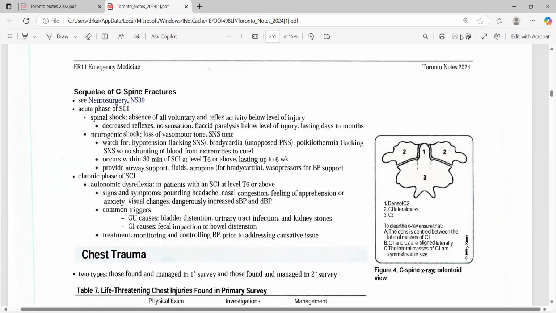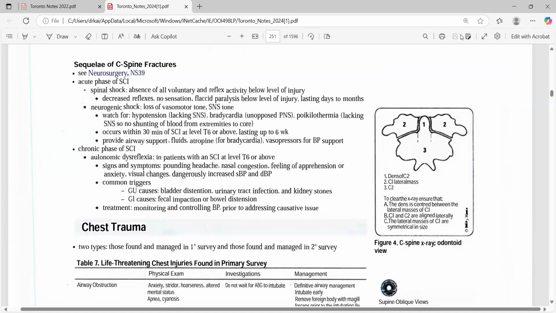Our duty is just to stabilize the patient, like ABC, breathing and all that, and then order a CT scan. By the time they do the CT scan, the head surgeon or the spinal surgeon usually comes there, and they will follow up from there. Then decreased reflexes, neurogenic shock, loss of the vasomotor CNS tone. Watch for hypotension, bradycardia, poikilothermia, or the shutting of the blood from extremities to the core. So it's very important you know the signs of it, okay?